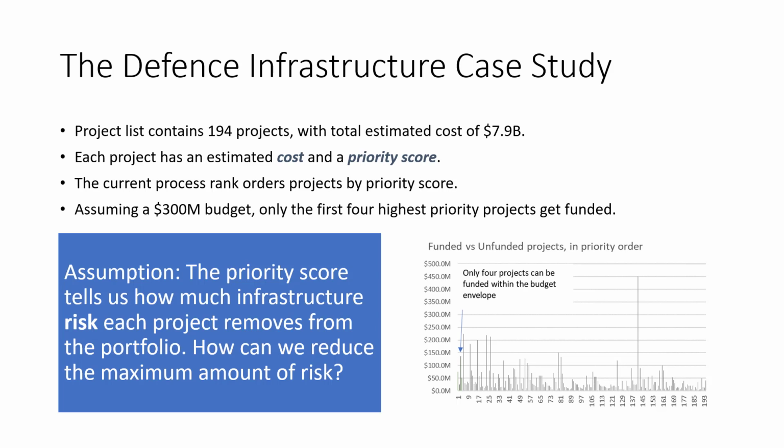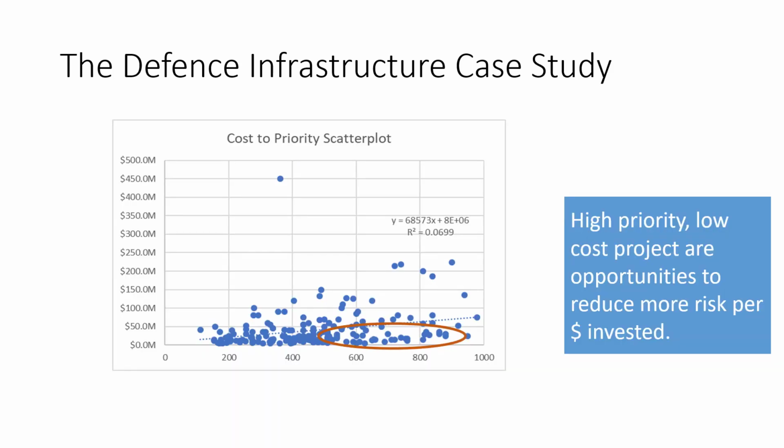A key assumption that I made was to reinterpret the meaning of the priority score. For the purpose of this project, the priority score represents how much risk is eliminated from the portfolio by funding that project. So the goal of this analysis is to determine what is the maximum amount of risk that can be reduced from the portfolio given that same $300 million budget.